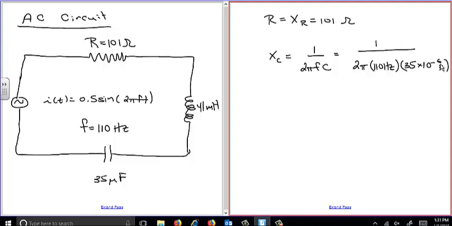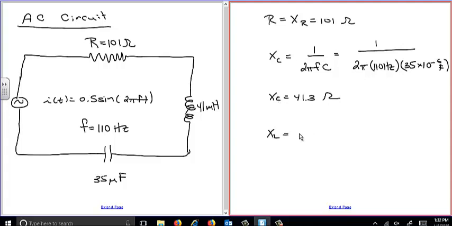And let's see what we get. 1 divided by 2 divided by pi divided by 110 divided by 35 e to the minus 6 power. So I get the capacitive reactance at 41.3 ohms. That's X sub C.